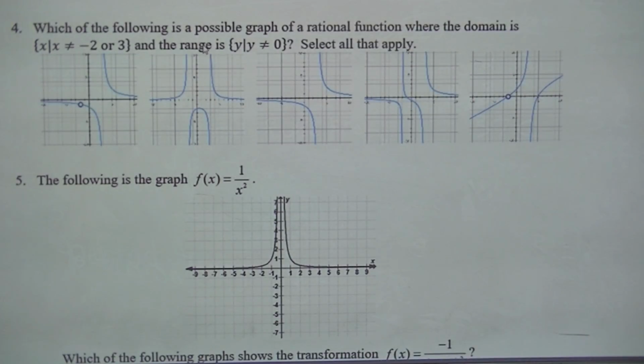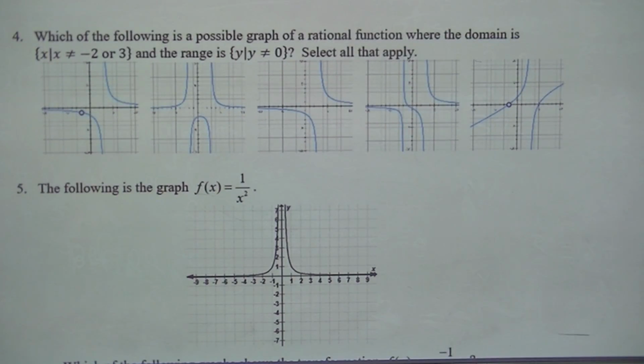It says, which of the following is a possible graph of a rational function with the domain can't be x equals -2 or 3, and the range is y can't be 0. What you're looking for are all the graphs that have holes or asymptotes there. In this one, it has a hole, it looks like, at -2 and at 3, and it's approaching this. So this would be considered one of those.